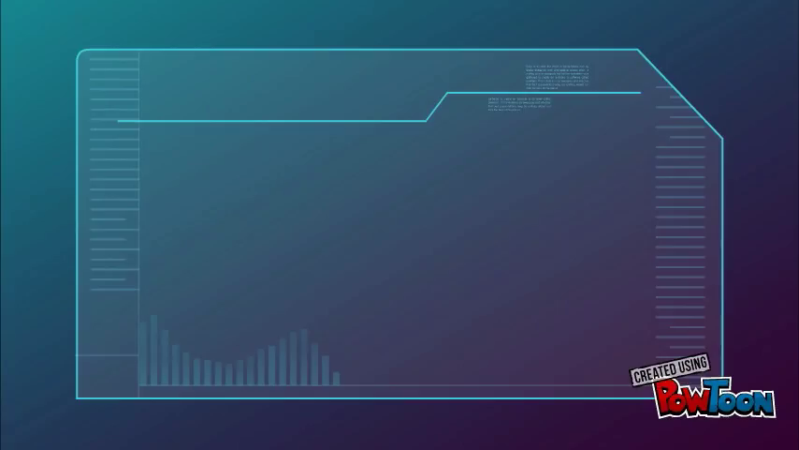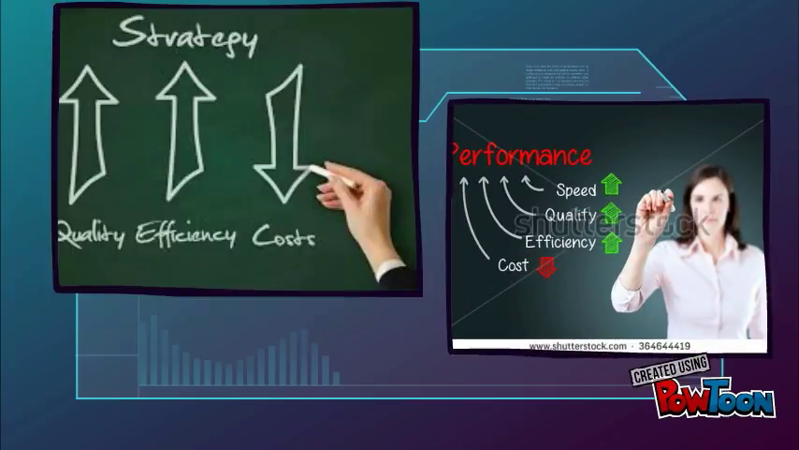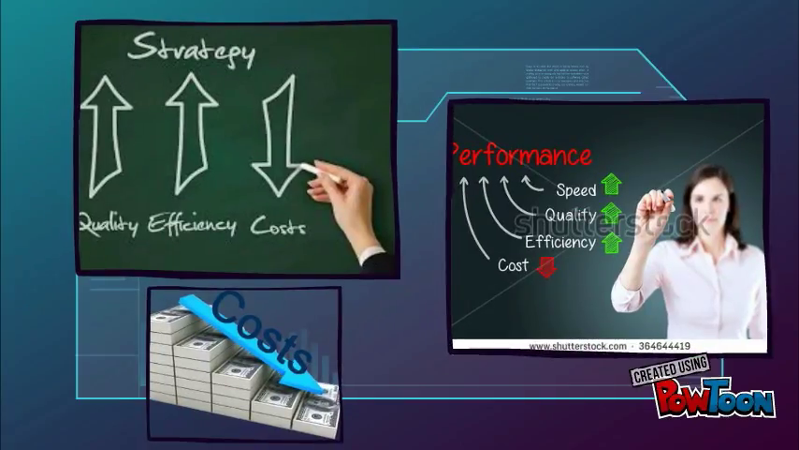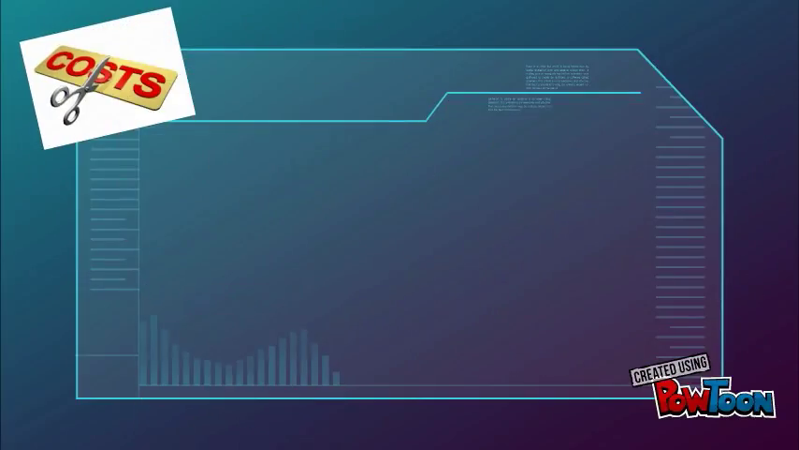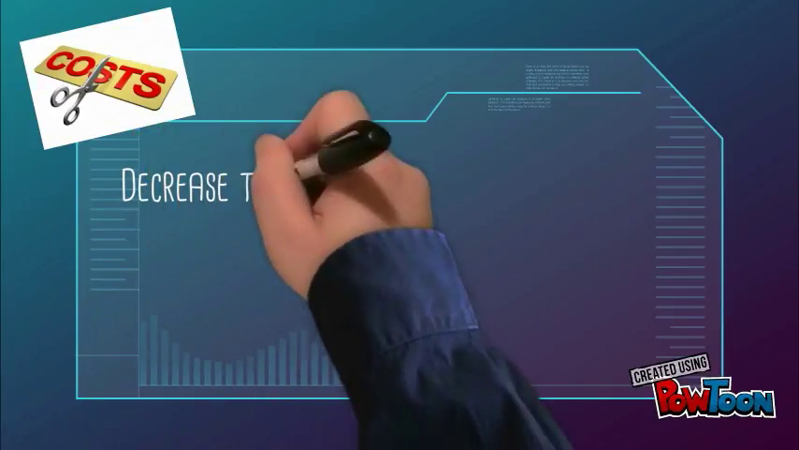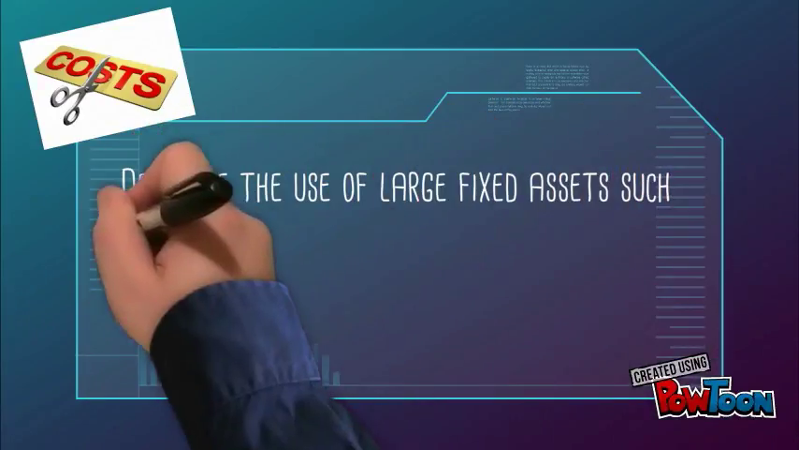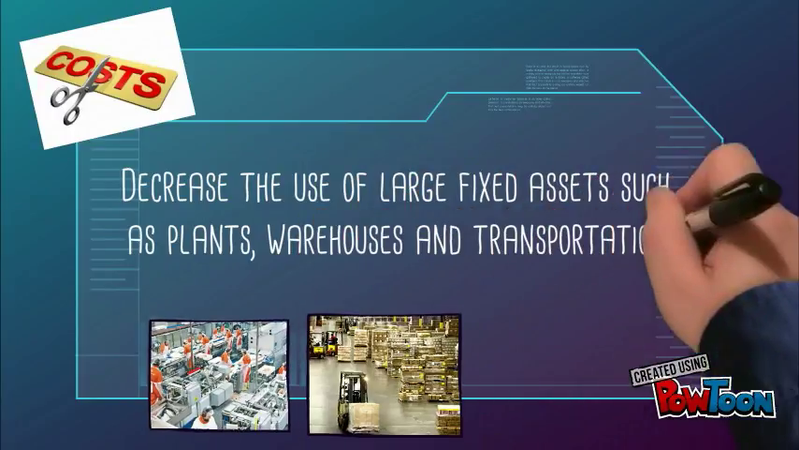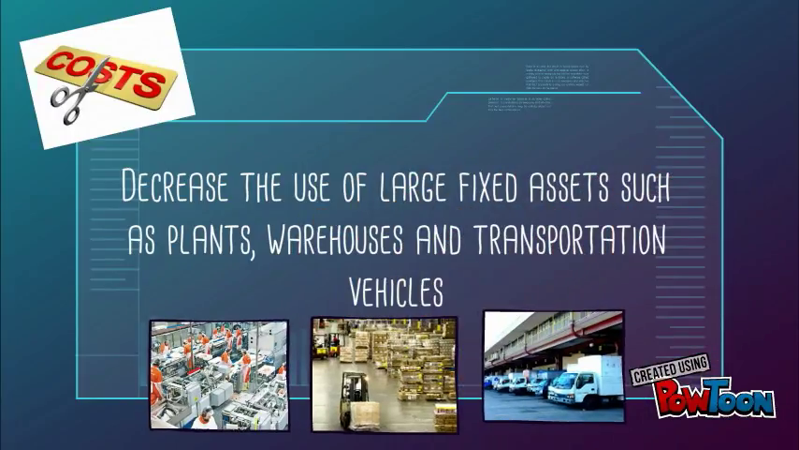The first benefit of supply chain management is profitable growth. According to Ethicurnis research, inefficiencies in supply chain can waste up to 25% of the company's operating costs. Supply chain management can decrease the use of large fixed assets such as plants, warehouses, and transportation vehicles.